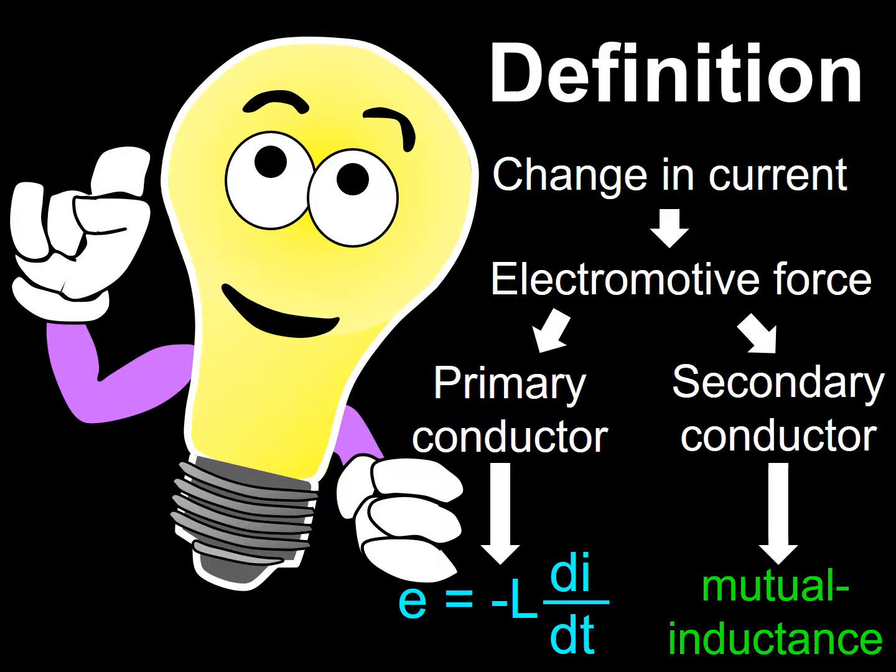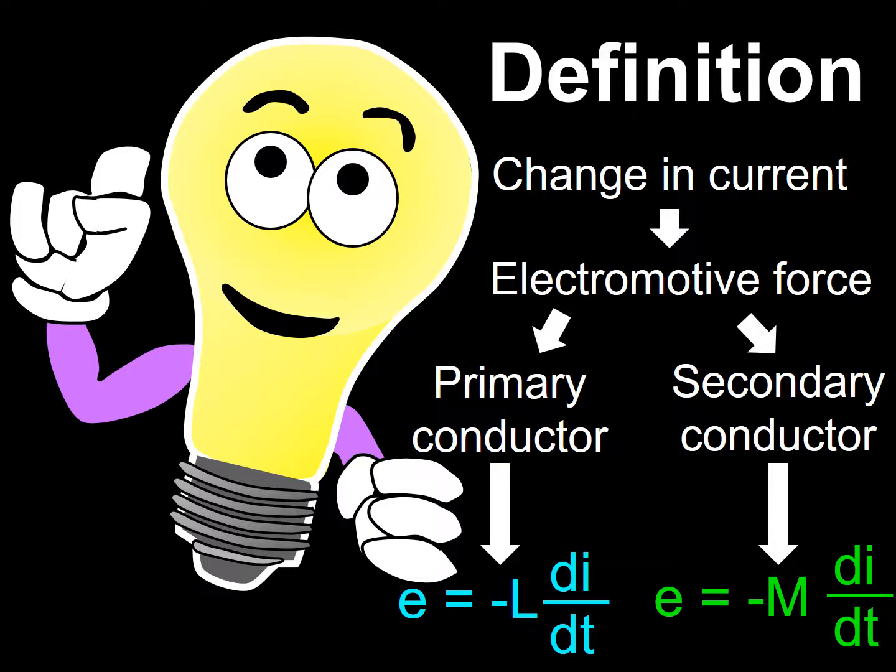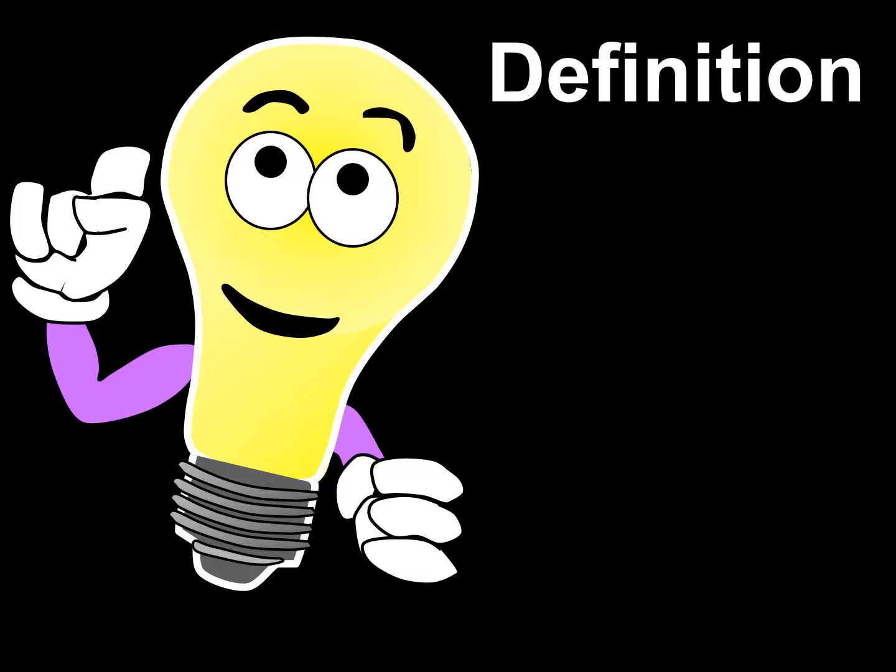And the definition for mutual inductance is the electromotive force generated in a secondary circuit brought about by the magnetic coupling between the two neighboring circuits, multiplied by the change in current in relation to time. The magnetic coupling is labeled M.